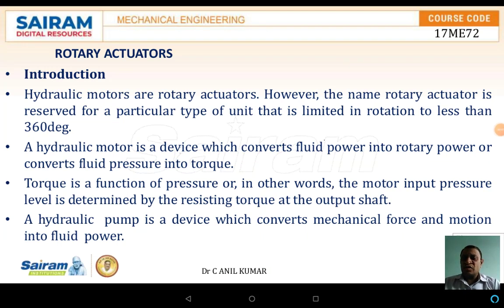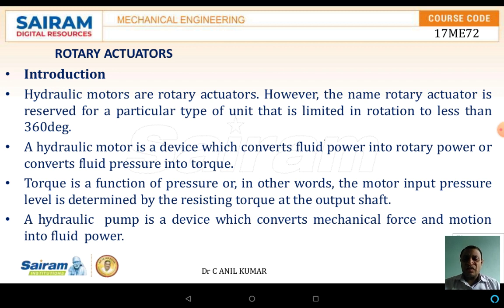See, hydraulic motors are rotary actuators. However, the name rotary actuator is reserved for a particular type of unit that is limited in rotation to less than 360 degrees. Especially in the case of rotary actuators, there is an incremental movement as well. The increment may be 90 degrees, 180 degrees, 270 degrees, or 360 degrees.